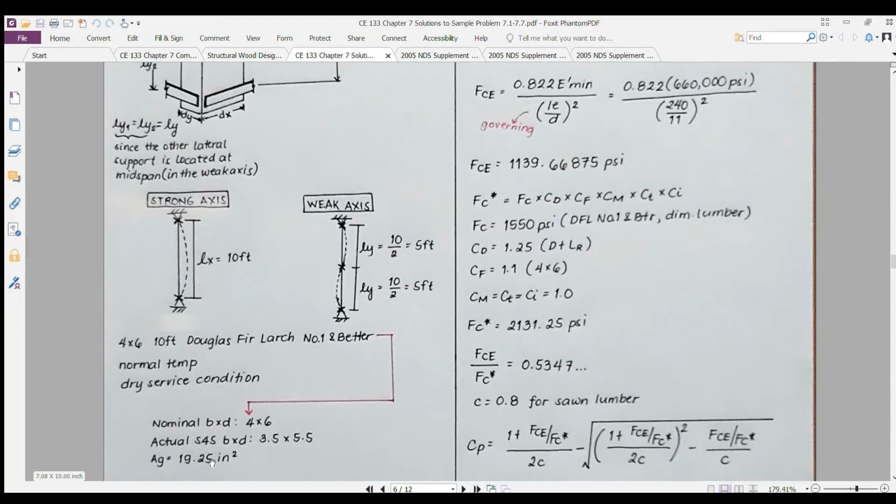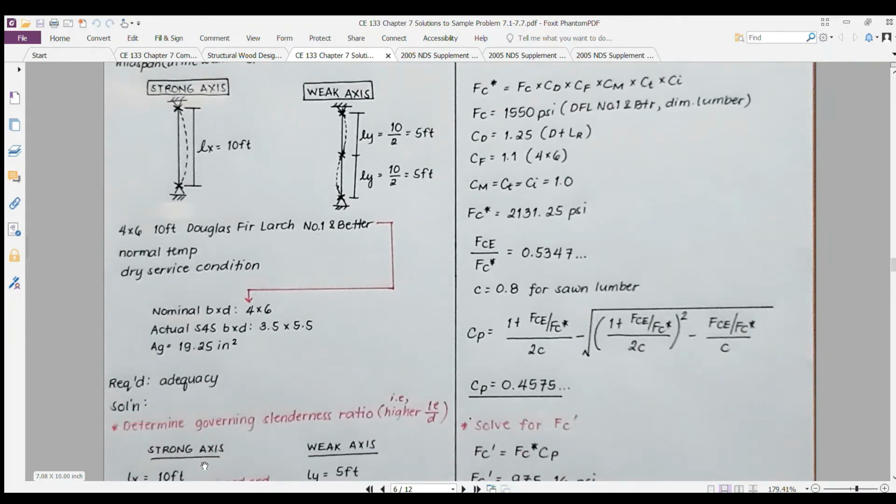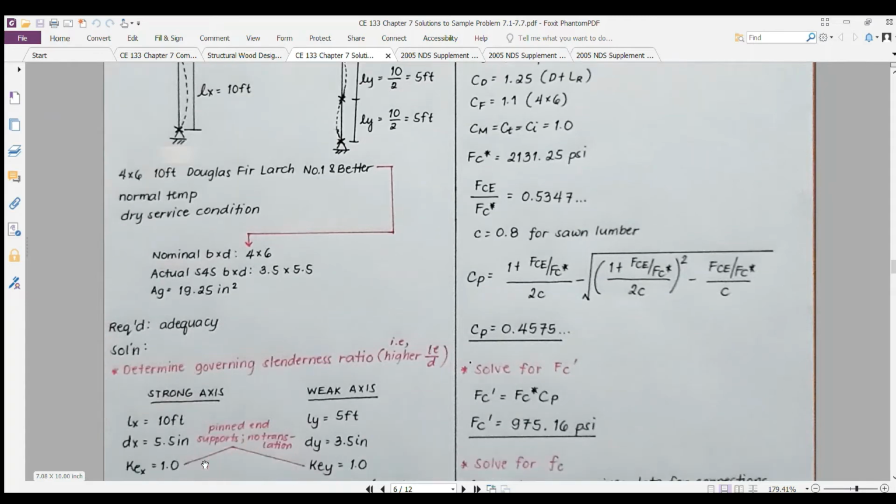Okay, and we have an A sub g of 19.25 square inches. A requirement of the problem is the adequacy of this section. So for the solution, we first need to determine the governing slenderness ratio, or the higher value for the effective length over d.